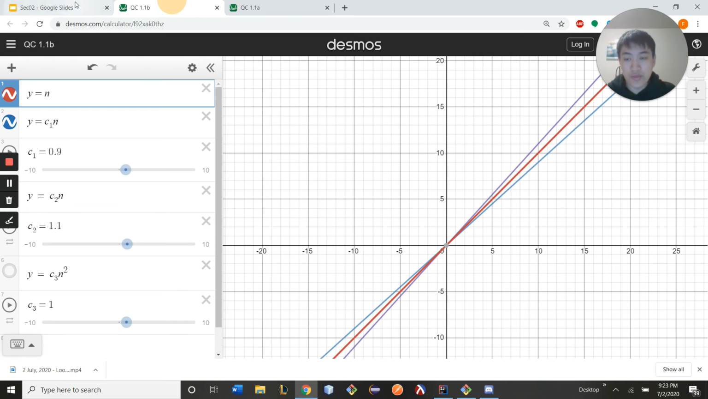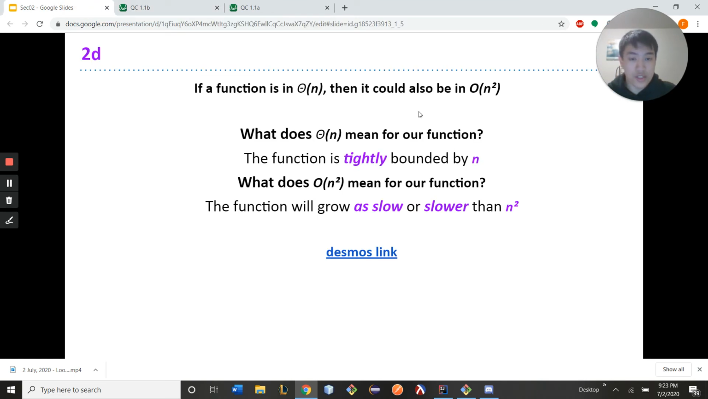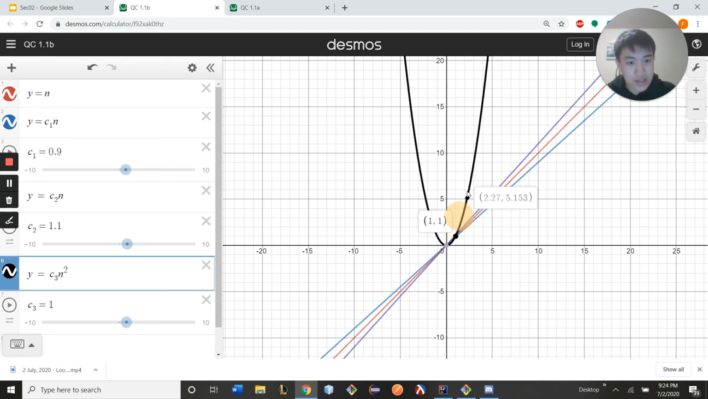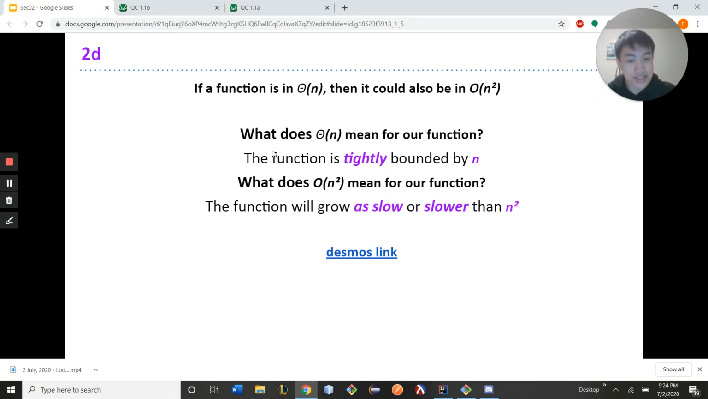Now the other thing that we have to prove is that our function y equals n is in O of n squared, which means it has to be upper bounded by n squared. And lo and behold, if I just use y equals n squared, after this point, this black function, which is n squared, will always be an upper bound to our proposed red function, which means that indeed n is upper bounded by n squared, and n is in O of n squared. So this turns out to be true as well.